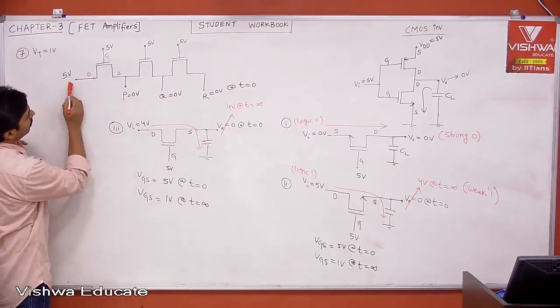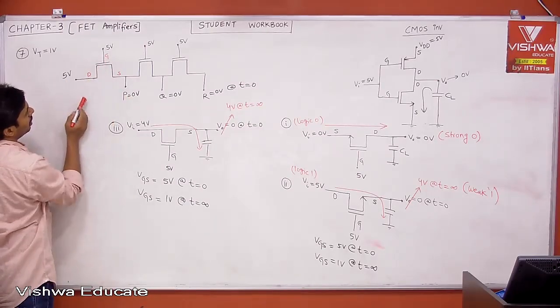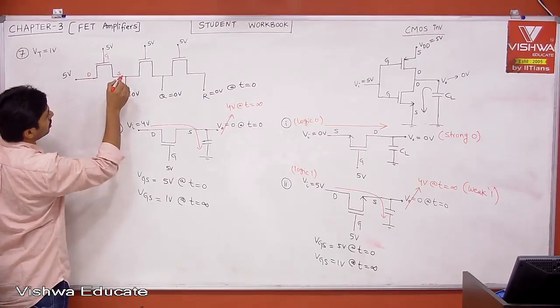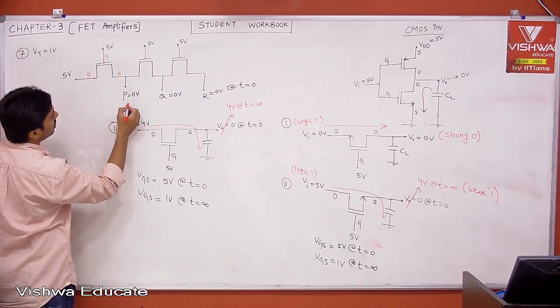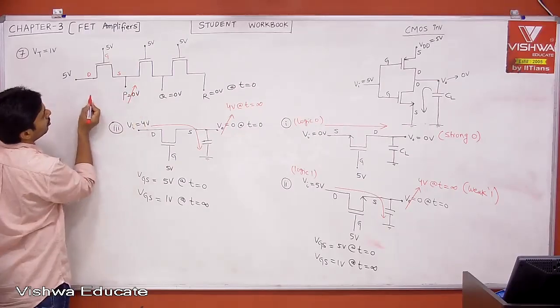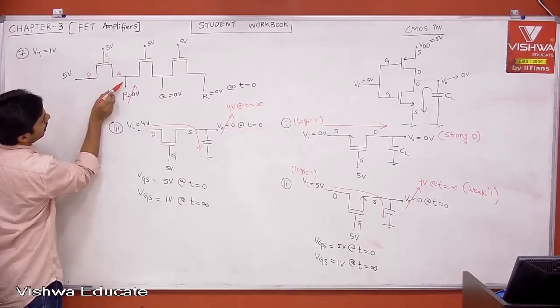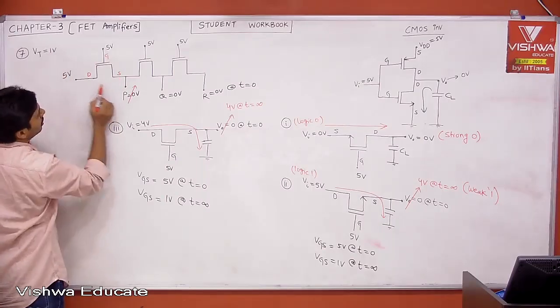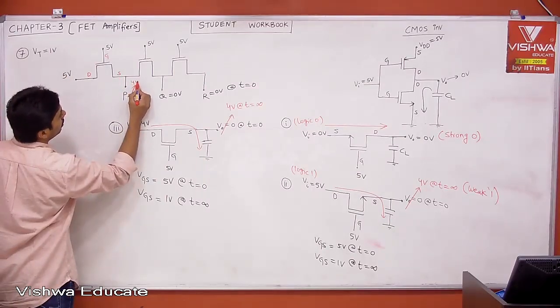Now, this is 5 and this is 0. This is 5. Then what will happen? This 5 is trying to pass here, then this voltage is increasing. As this voltage is increasing, the maximum voltage it can go to, because the gate is 5, is limited because the minimum gate to source voltage required is 1 volt. Therefore, maximum it can go to 4 only, not more than that.